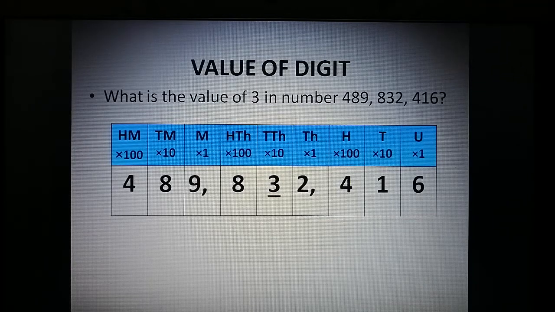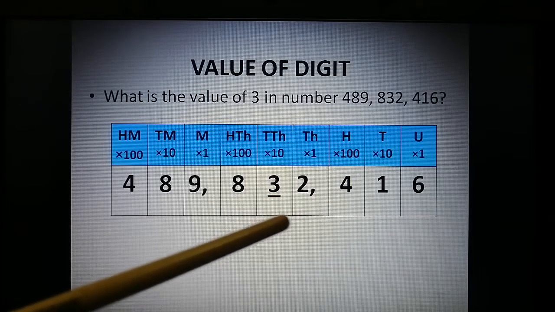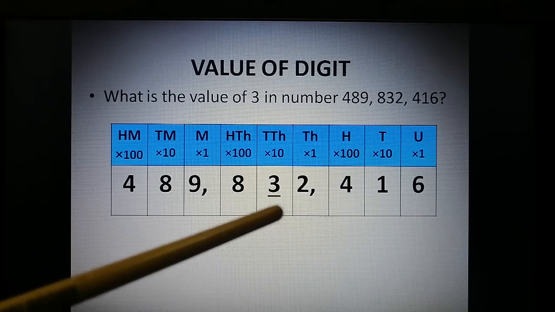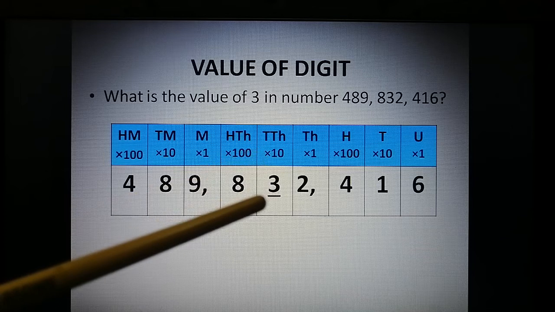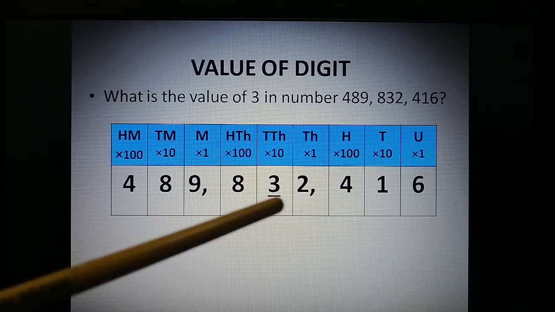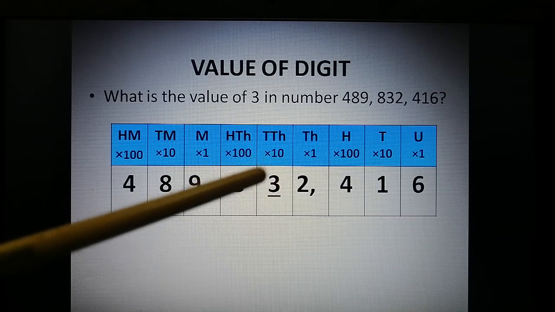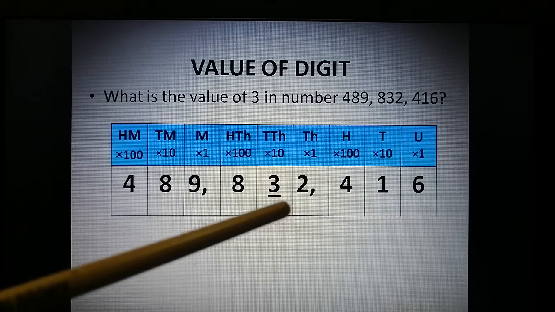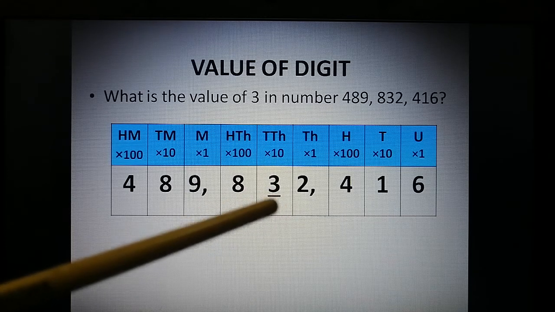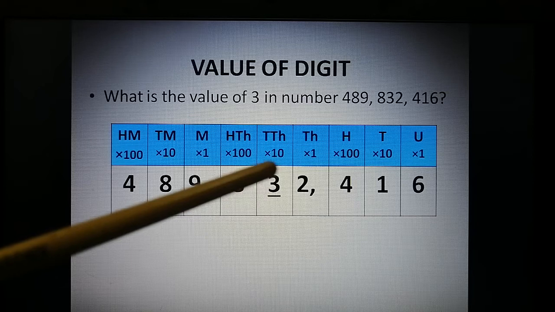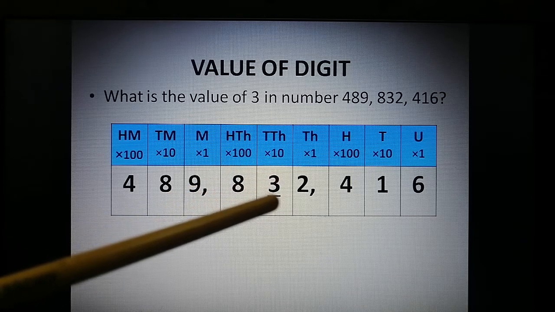Now what is the value of 3? Yes, it is the question. What is the value of 3? So the place of 3 is 10,000, but the value of 3 is 3 multiplied by 10,000. So 3 multiplied by 10,000 is 30,000. Understand? So the value of this 3 is 30,000.